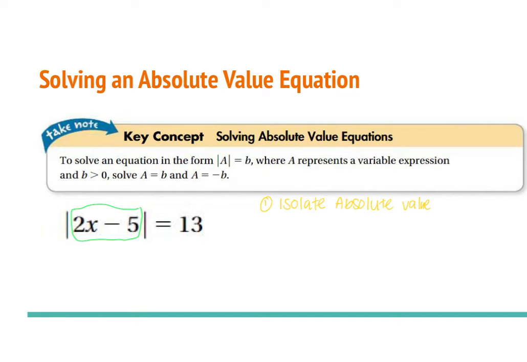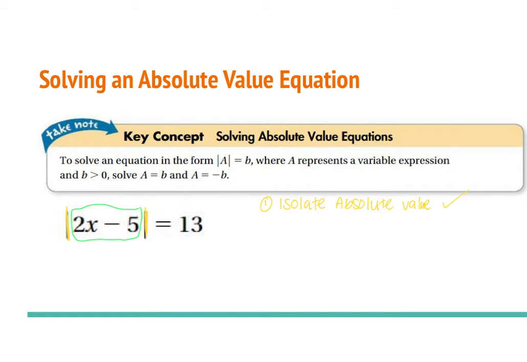Now, our absolute value is already isolated, okay? Why? Because there's nothing on that left side that's outside of the absolute values. So if we had absolute value of 2x minus 5 and then a plus 3 equals 13, we would have to get rid of this plus 3, right? Because it's outside of the absolute value. Now in our case, there is nothing outside the absolute value, right? So we are good to go ahead and get started.